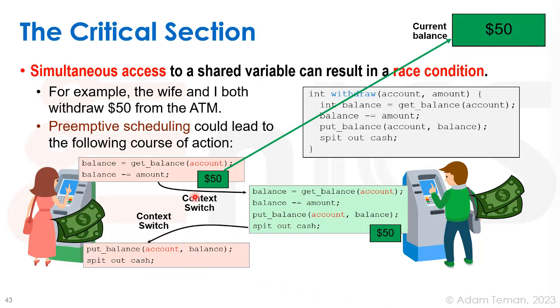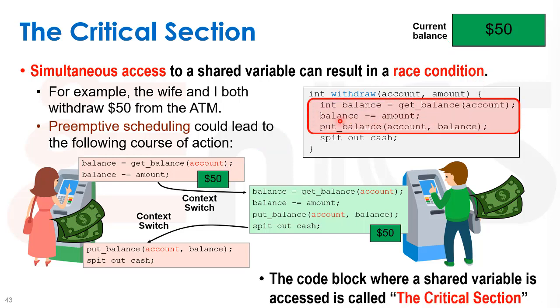And now she puts the balance back. But remember, her local variable was at $50, so she put that back. And instead of saying 0 because we withdrew $100, it says 50. We're really happy because we just made $50, but the bank went broke. So that is really a problem. The code block where the shared variable is accessed is called the critical section. What happened was that we were accessing this shared variable, the balance, at the same time, and we context switched right in the middle of this access to the critical section.